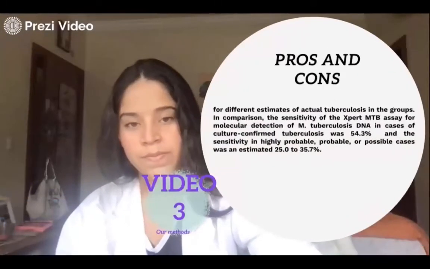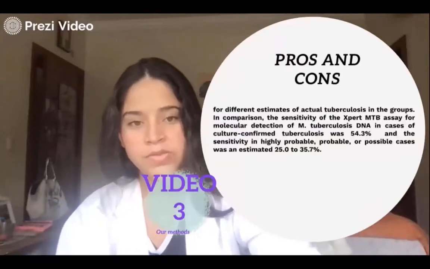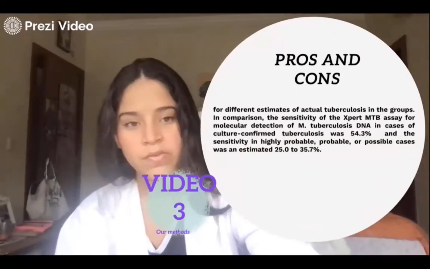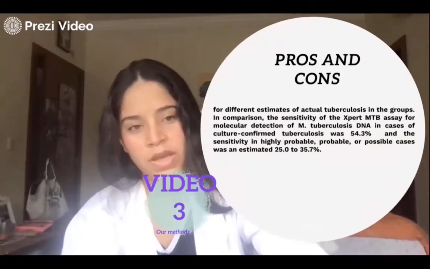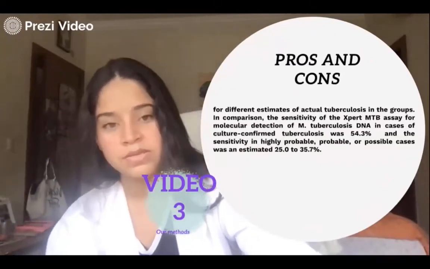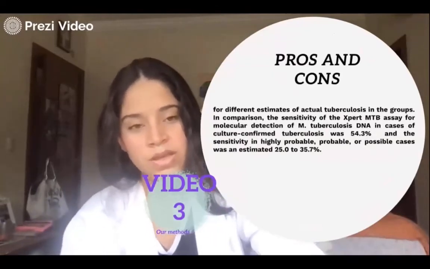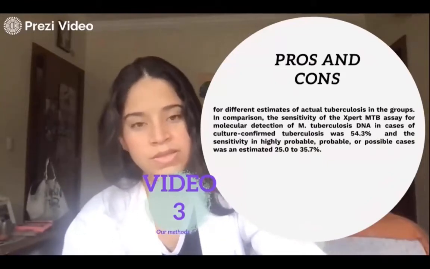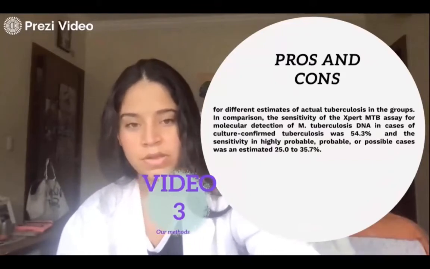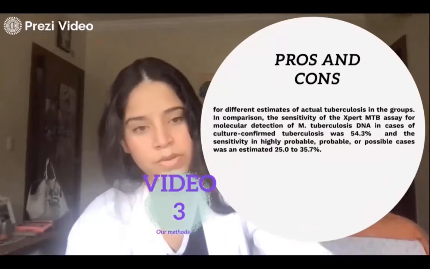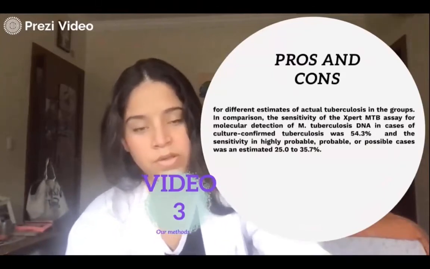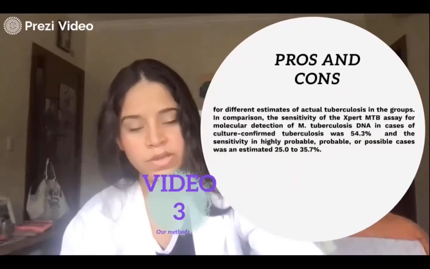For a different statement of actual tuberculosis in the groups, in comparison, the sensitivity of the Xpert MTB assay for molecular detection of M. tuberculosis DNA in cases of culture confirmed tuberculosis was 54.3%, and the sensitivity in highly probable or possible cases was an estimated 25.0 to 35.7%.